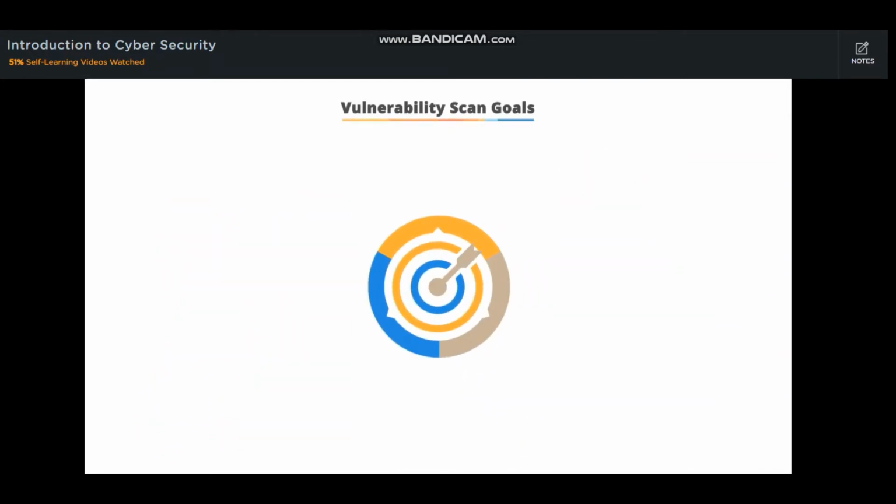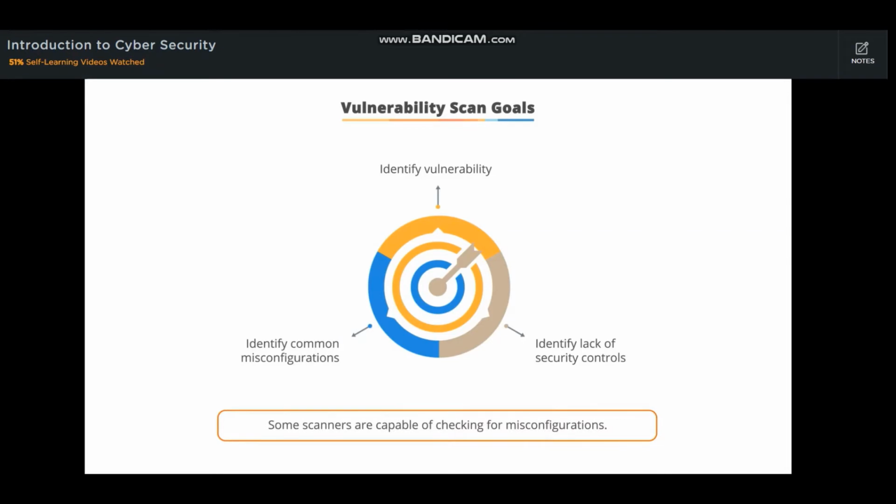Vulnerability scan goals: identify vulnerabilities. This includes outdated software versions that contain flaws or even missing patches. Identify lack of security controls. Vulnerability scanners can identify many common misconfigurations. Some scanners are even capable of checking for misconfigurations.